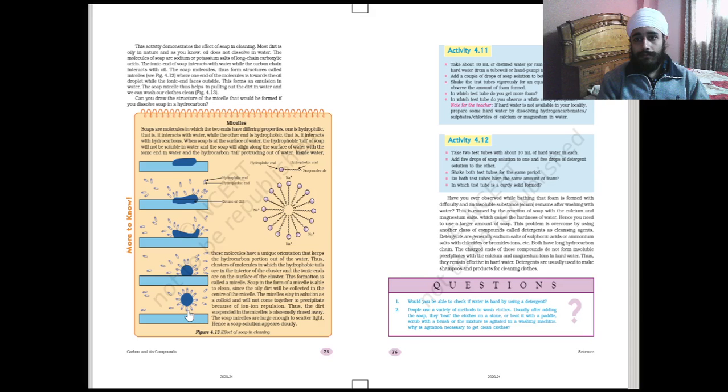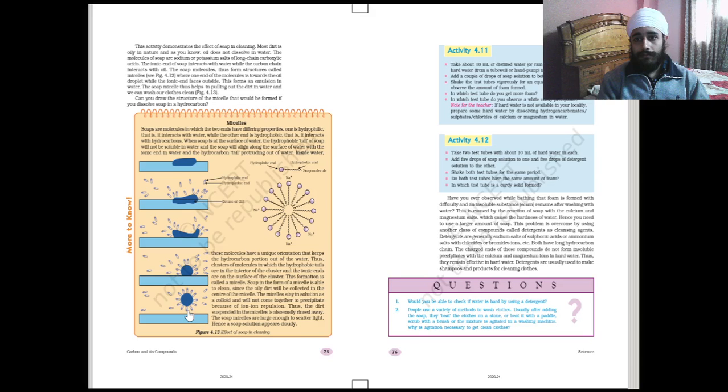Now activity 4.12. Take two test tubes with about 10 ml of hard water in each. Add a few drops of soap solution to one and 5 drops of detergent solution to the other. Shake both test tubes for the same period. In the first we take soap solution, in the second we have detergent solution, but we have taken hard water in both test tubes.